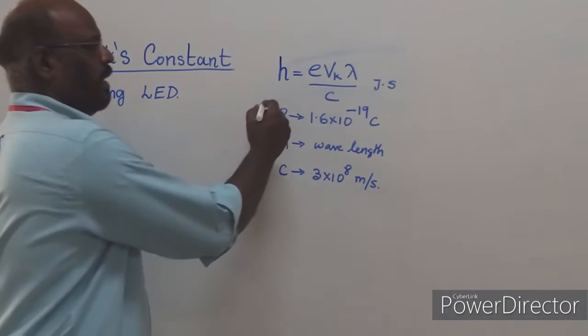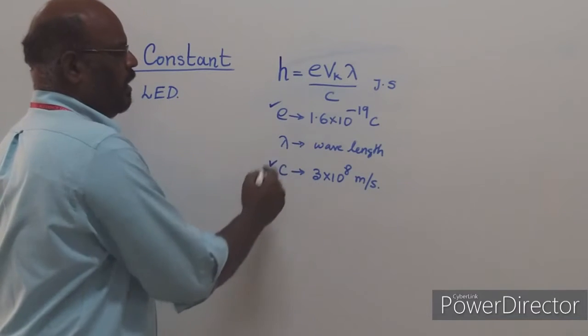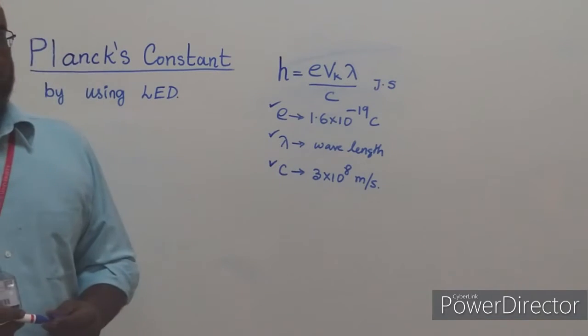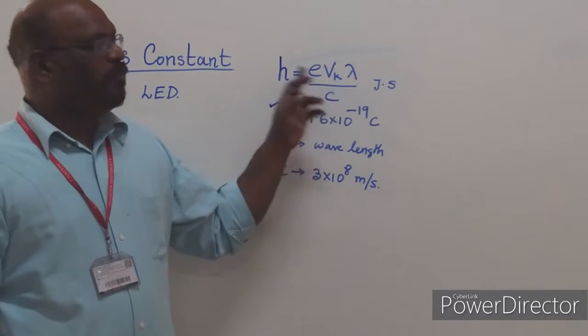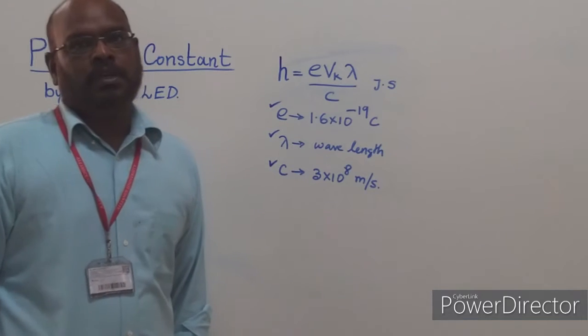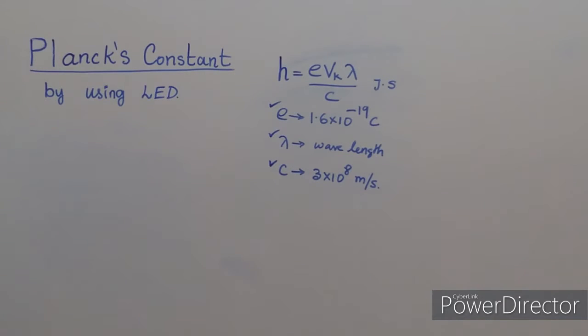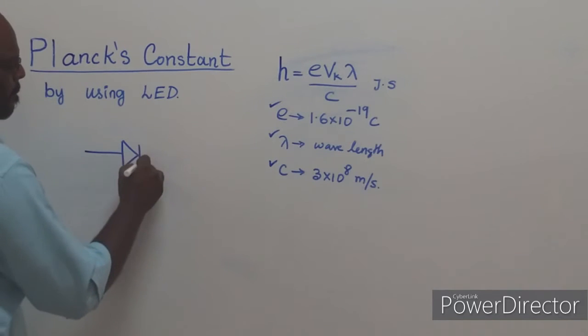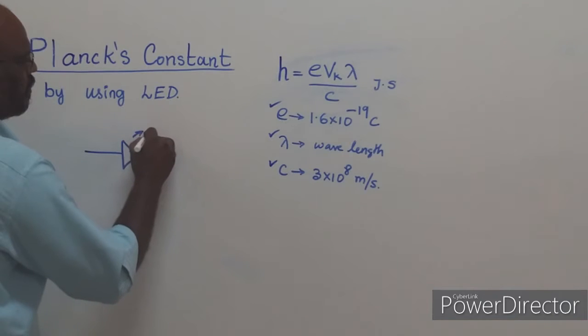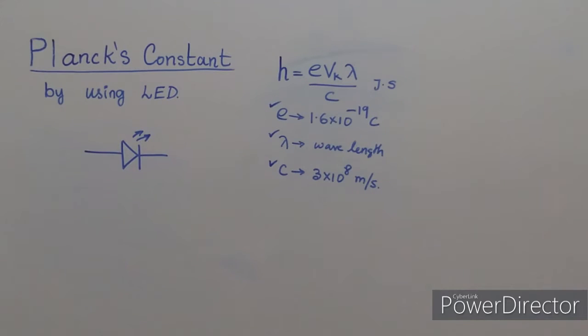We know e, we know c, and lambda we will get from the manufacturer of the LED, which gives the wavelength of the LED. We only have to find Vk. For this we are going to use a forward bias circuit. In the forward bias circuit, you have an LED. This is the symbol of the LED, and the positive terminal of the LED we connect to the positive terminal of the power supply. So that is forward bias.